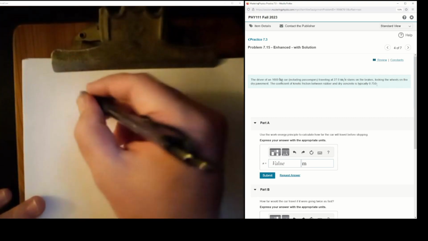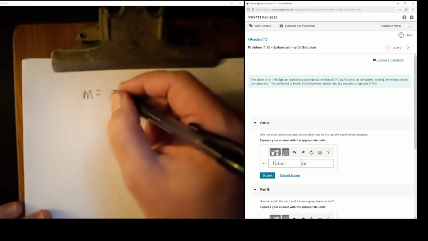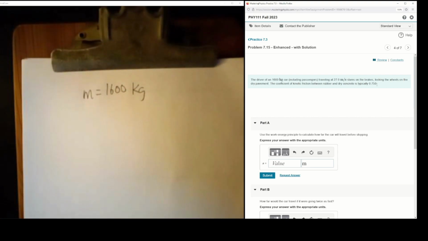The driver of a car is traveling at that speed. They slam on the brake. The coefficient of kinetic friction is that. So we have the mass of the car and the people in it is 1,600 in proper units there.